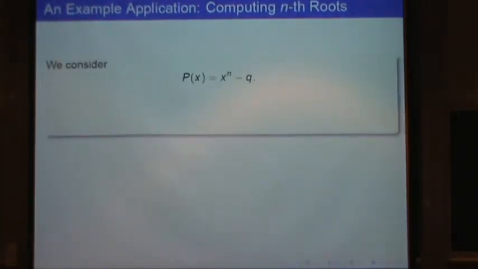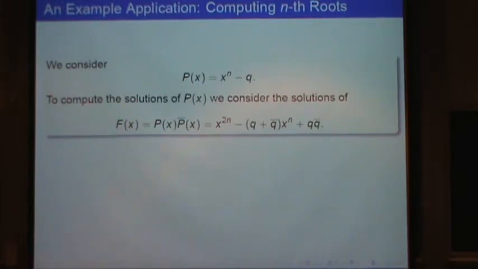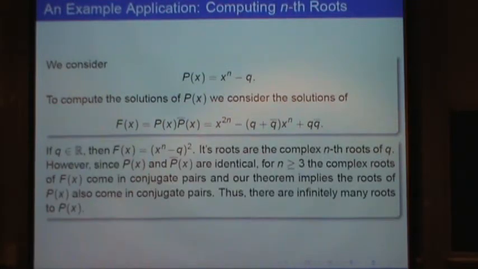An example of computation, an application of this theorem, is computing the nth roots of a quaternion. If you look in the literature, there are several articles on this subject, including by Niven himself. The theorem which I mentioned simplifies computation of the nth root of a quaternion. You just look at this polynomial. It's a real polynomial of degree 2n. And there are two cases you need to look at. If q is real, then f of x is that polynomial. Its roots are the nth complex roots of q.